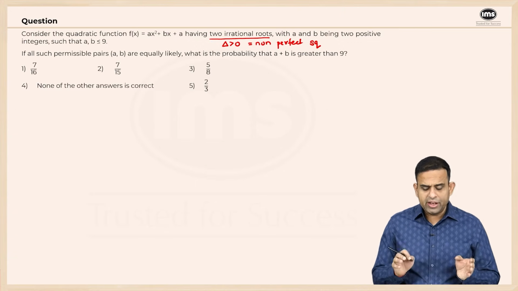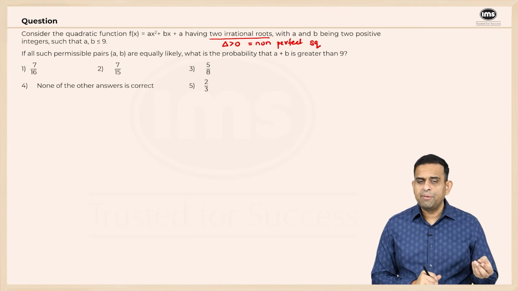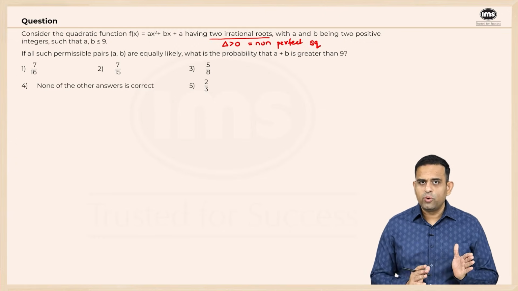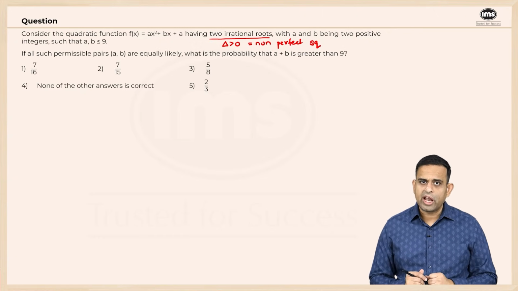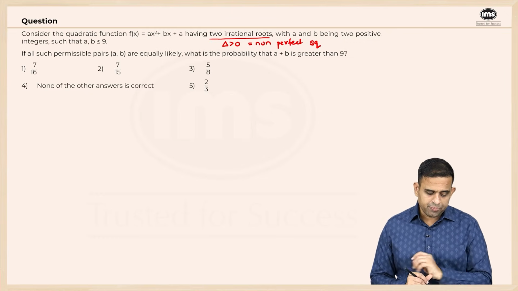And they have told you, well, a and b being the two positive integers such that both a and b are less than or equal to 9. So if I look at the worst possible case, a could take values from 1 to 9, b can also take values from 1 to 9 over here. But we have to keep in mind the condition: delta needs to be positive and a non-perfect square quantity.